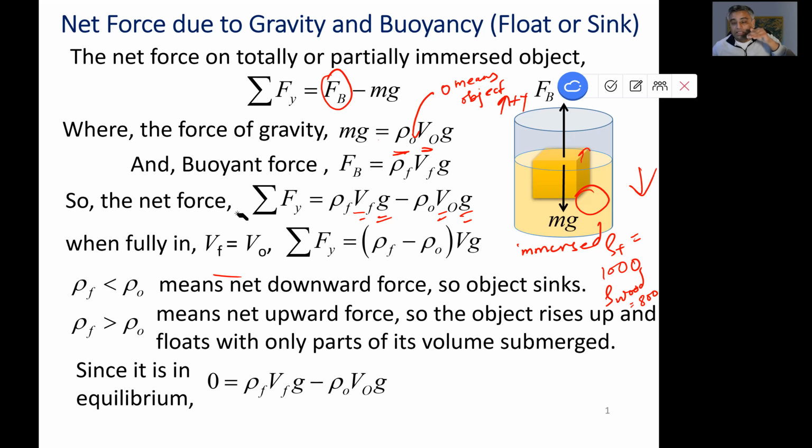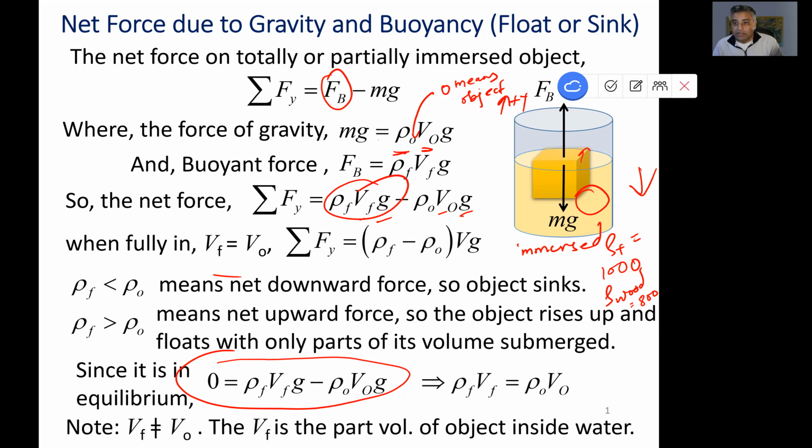So what happens? It's going to keep coming up until the volume displaced becomes small enough to make the buoyant force equal to the weight of the object. And that's when it goes to equilibrium. No net force, no net upward, no net downward. That means it's just floating on the surface, part of it outside, part of it inside. How much inside and how much outside depends on the density of the object, and you can calculate that using this equation here. Did I write that equation here?